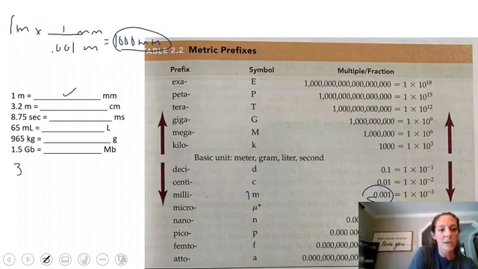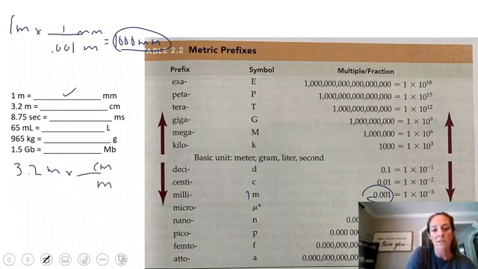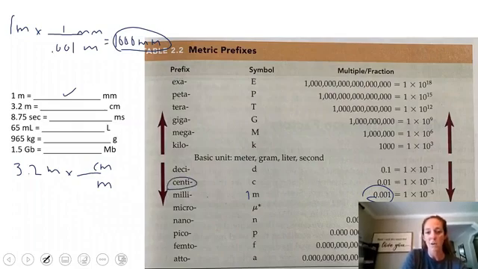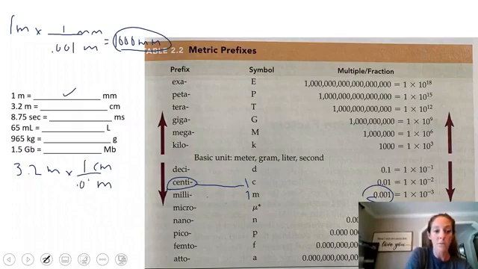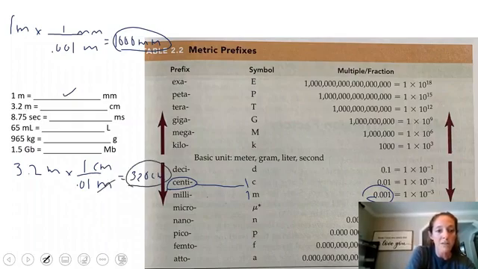Next one, I'm going to say 3.2 meters. I want to get to centimeters. What do I want? Centimeters. What have I got? Meters. Okay, we need to find the centimeters to meters conversion. So let's find centi right here. So we know 1 centimeter, and my centimeters is on top or bottom? Top. 1 centimeter is equal to 0.01 meters. So I'm just going to do 3.2 times 1 divided by 0.01 to get 320 centimeters. And again, meters and meters would cancel out.